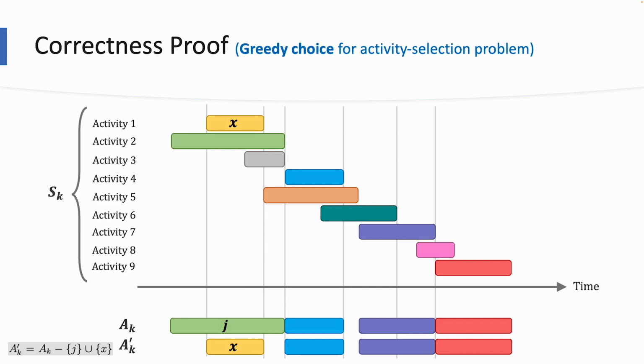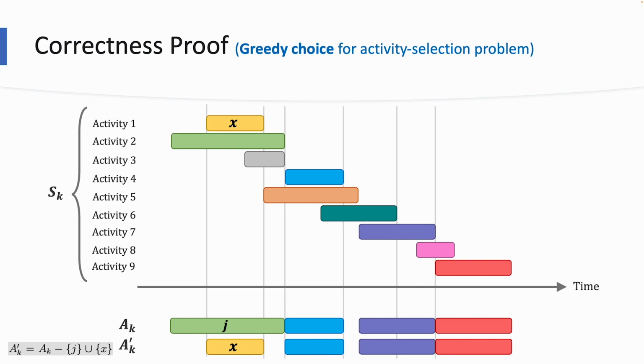If it remains optimal, that means the greedy choice belongs to the optimal answer, right? But we don't know yet. So how many things do we need to check for? Number one is compatibility, right? Did X actually mess up the compatibility of activities in A prime K? Let's see.